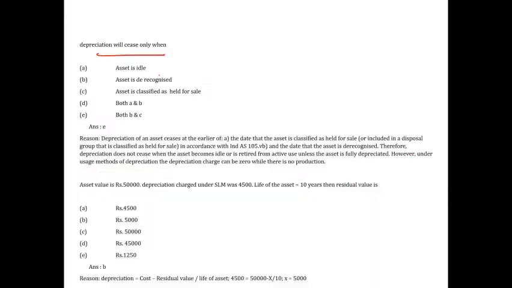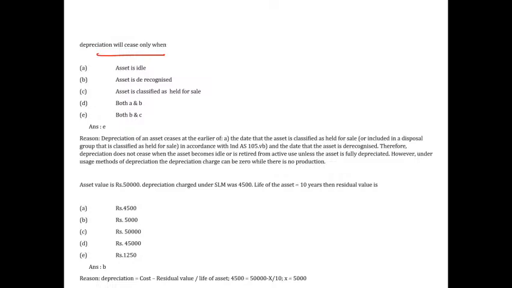Depreciation will cease only when? Again, this is related to AS10 PPE, and it goes with your definition part. AS10 clearly mentions when you will stop depreciating an asset. They have said that if the asset is held for sale, which means the asset is no more in use, we are going to sell it, we don't want it. Or when we don't want that asset in our books, we just remove it. You're getting it? And the asset has become absolutely useless.